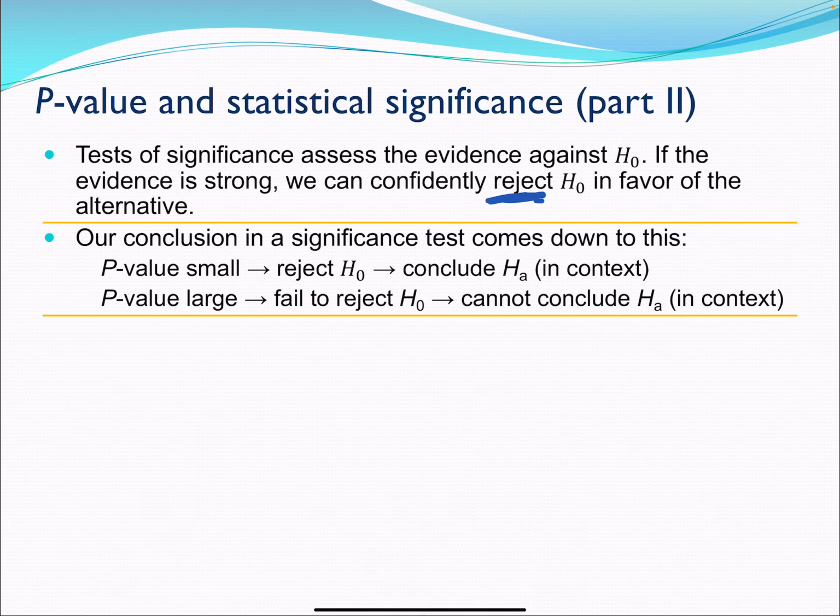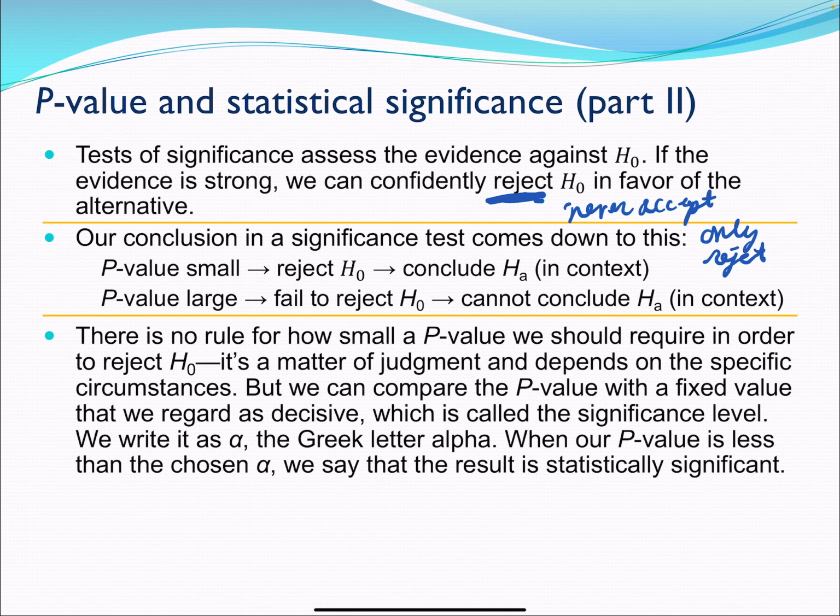If our p-value is large, we fail to reject our null hypothesis and cannot conclude our alternate hypothesis. There's no acceptance. We never accept, only reject. Okay? This textbook says there's no rule for how small a p-value we should require in order to reject our null hypothesis, and that it's a matter of judgment, but I argue it should be less than 0.05 or 0.01. So you could reject it at the 0.05 significance level or the 0.01 significance level, right?